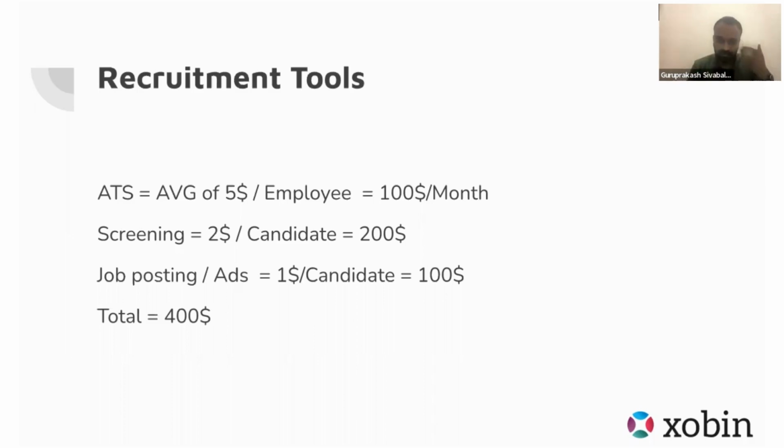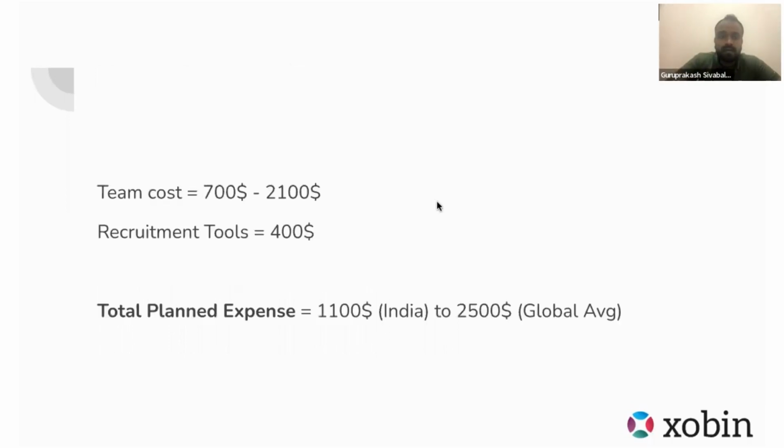So 100 plus 200 plus 100, $400 is ideally the cost that most companies spend on recruitment tools. You purchase a decent tool with this particular budget. So the planned expenses alone are going to oscillate between $1,100 and $2,500. $1,100 if you're in India, $2,500 if you take the global average. The cost is basically based on the talent that we are hiring.